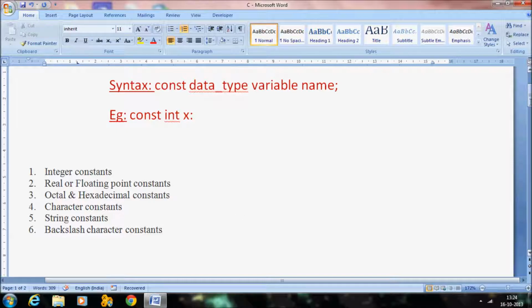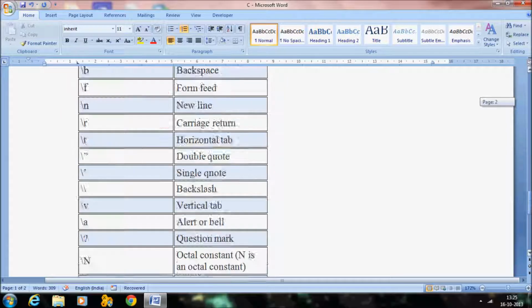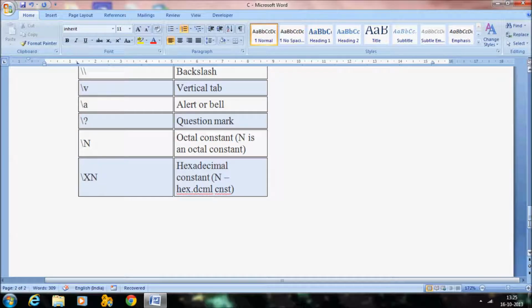I need to explain some other details regarding constants, that is, how to define C constants. There are two ways of defining C constants. I will explain that in the next video along with an example.